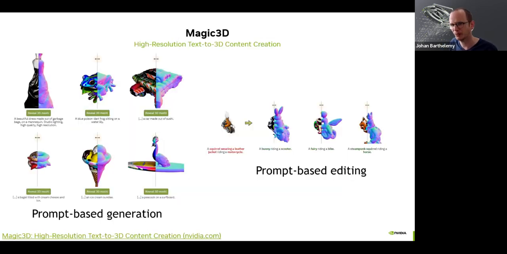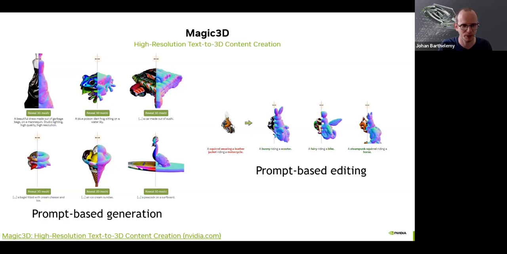To create 3D assets, we've got other tools as well, like Magic3D. So you just need a prompt, right? For instance, a blue poison dart frog sitting on a water lily, and Magic3D will generate the model that is here. So you can use Magic3D to generate a lot of different types of assets just based on an idea.